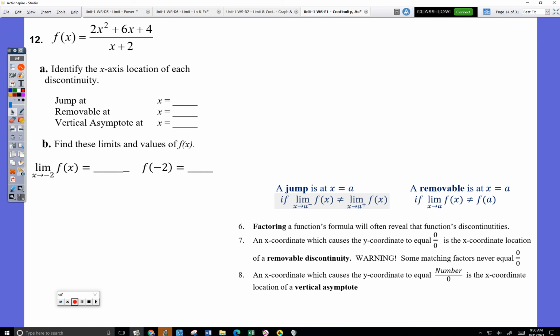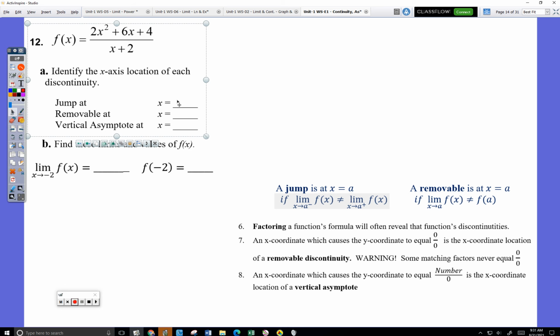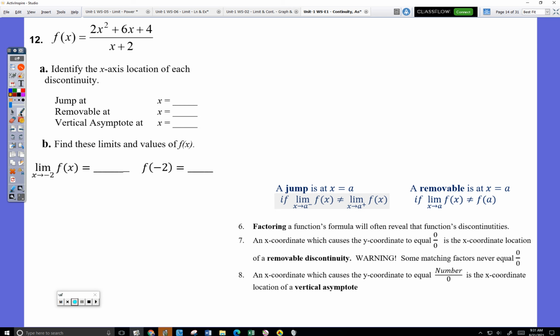So you have that memorized when you're taking the test. You look at something like this and it says identify the x-axis location. You get to the line that says jump, you're going to write none. Because you'll say there's no way for this function f to have a jump because this function f is not piecewise. There's nothing else that you need to do. Just have that fact memorized. Please, Riley.